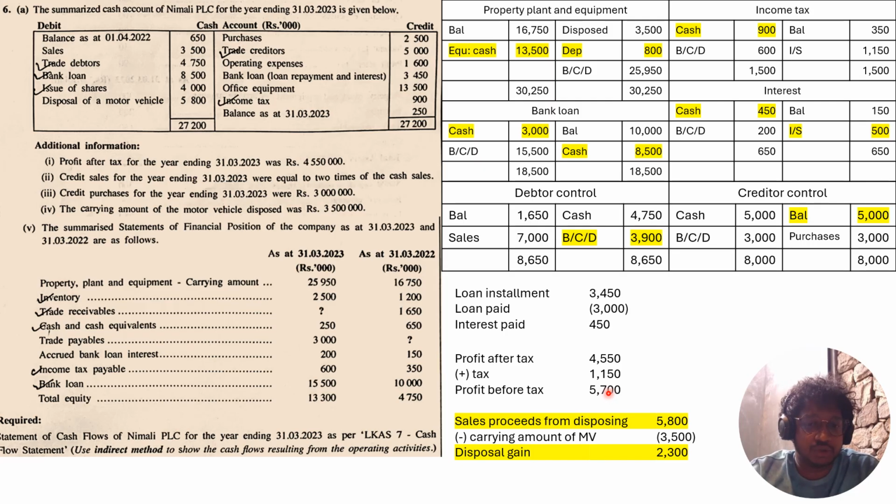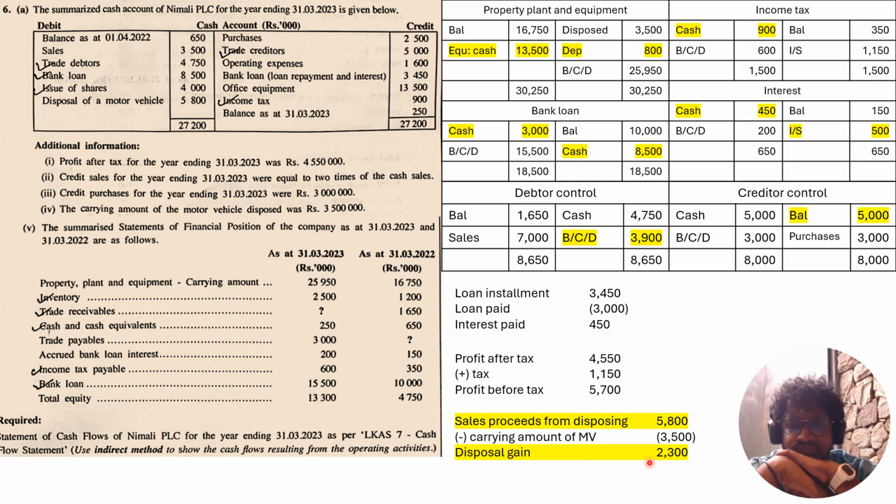Sales proceeds from disposing the motor vehicle are given here as 5,800 and the carrying amount is 3,500, which means the disposal gain is 2,300. This disposal gain is non-cash, but it's already included when finding the profit before tax. So you have to reverse the entry. That's why you have to deduct the disposal gain from the profit before tax in the adjustments.